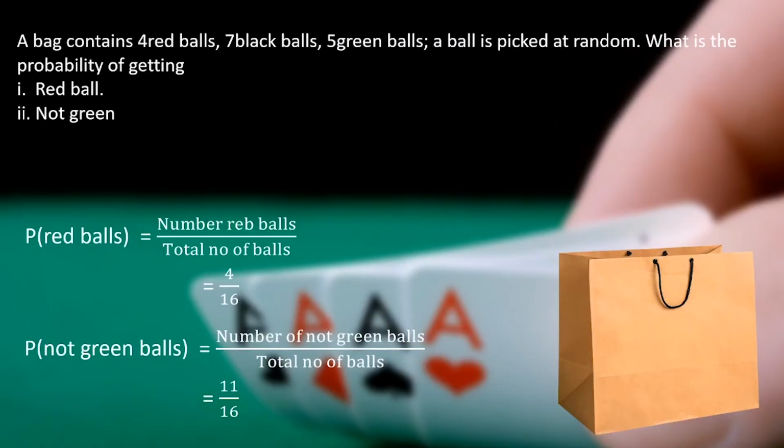16 is nothing but the total number of balls that are there. So that's how I get 11 upon 16. If you can reduce the fraction to a smaller fraction, please do it. Otherwise, they will just cut half marks for no reason. So avoid making such mistakes.